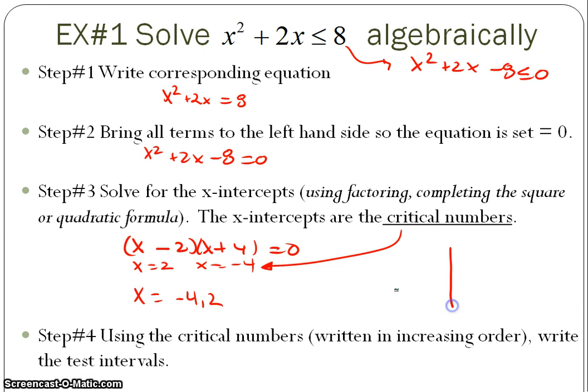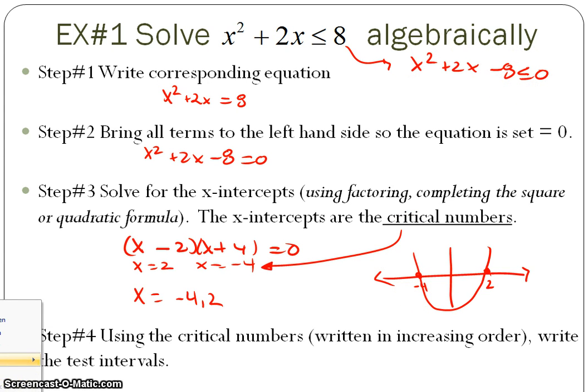What the test intervals do is split up your x-axis here. So I have negative 4 and I have 2. Not drawn to scale, obviously. So what we want to do is test when the parabola is less than or equal to 8, or equivalently when the parabola is less than or equal to 0. If we graphed this parabola, its two x-intercepts are at minus 4 and 2. Since the coefficient of the x squared term is positive, we know it's going to be an upward-facing parabola. We want to know when it's less than or equal to 0. Graphically, I can see when this parabola is less than or equal to 0.